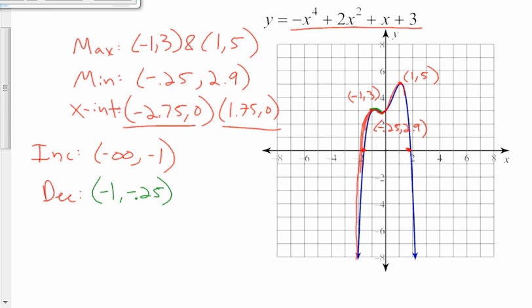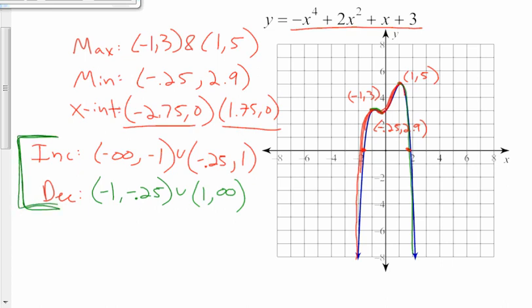Then our graph increases again until it reaches that maximum. So it then increases from that -0.25 until x is 1. At which point, after the maximum, our function decreases forever. So starting at 1, it'll then decrease as x goes to infinity. So again, you're reporting the domain over which we increase and decrease, which means that we're reporting just the x values.